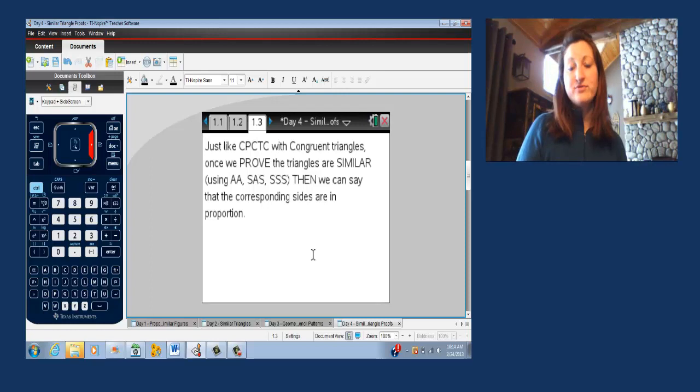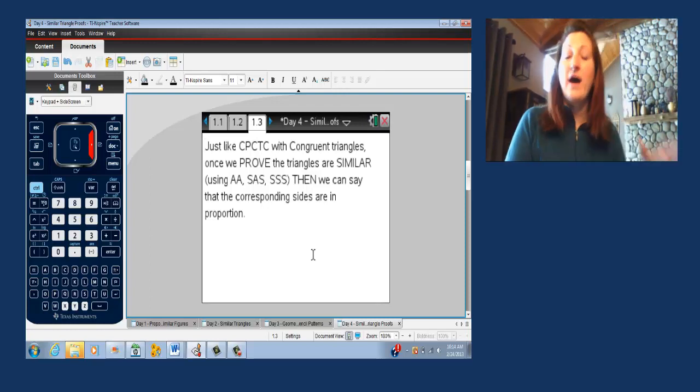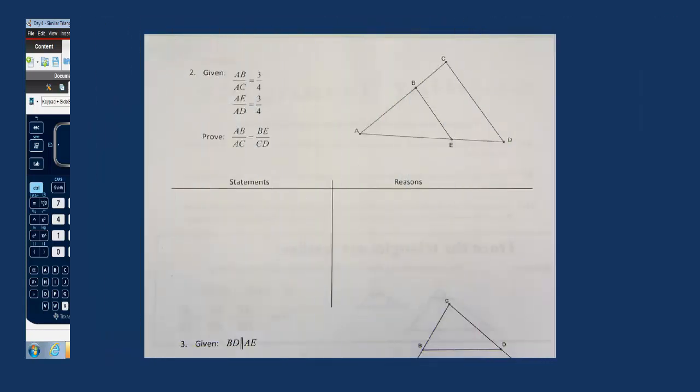Now, after you have done your first proof, just like last chapter, after you've proven that triangles are similar, you can then add an extra step. So once we prove that triangles are similar using angle, angle, side, side, side, or side, angle, side, then we can say that any of the corresponding sides are in proportion. So we'll take a look at a proof on how to do that.